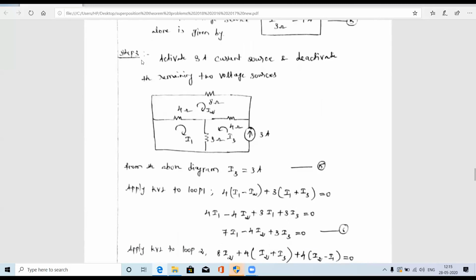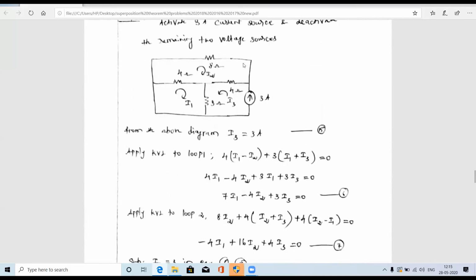Similarly, step number 3. We have to activate the current source and deactivate the remaining 2 voltage sources. Now the resulting diagram is like this.